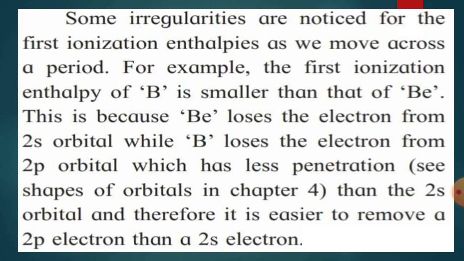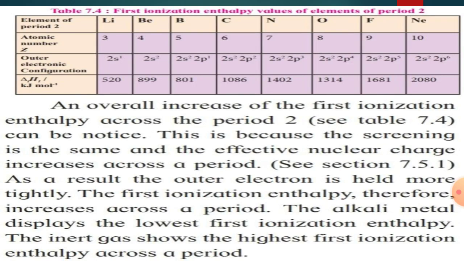Beryllium loses the electron from the 2s orbital, while boron loses the electron from the 2p orbital. You see, beryllium's outer electronic configuration is 2s2, while boron's is 2s2 2p1. So beryllium loses its electron from 2s and boron loses its electron from 2p.